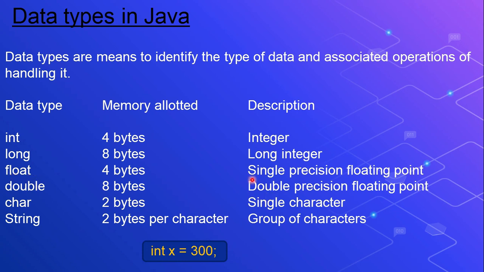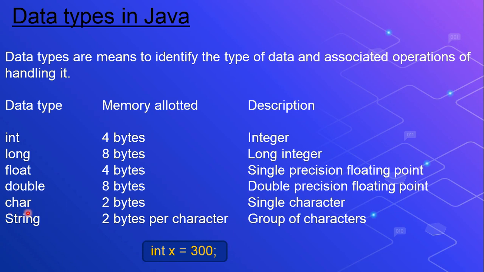You may be confused by the term precision, double precision and single precision. Just understand these are accuracy levels. Single precision means less accuracy and double precision means more accuracy. Floating point numbers means numbers supporting decimals.